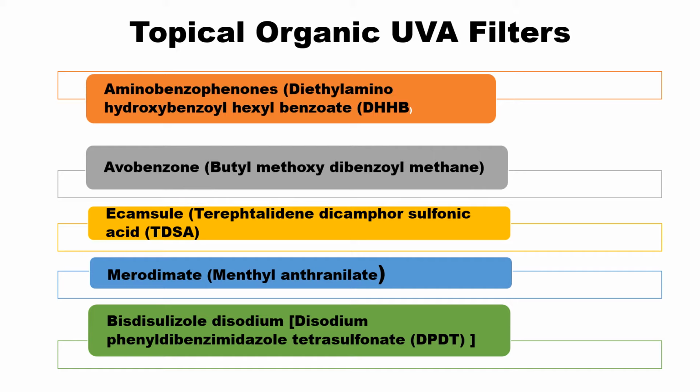So, while considering the formulation of the sunscreen, two important factors were there. First was protection of the skin from the UVB radiations, and protection of the skin from the UVA radiations. UVB light is in the range of 290 to 320 nanometers and UVA light from 320 to 400 nanometers.